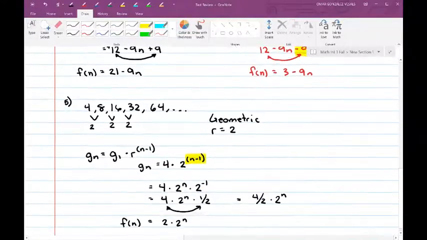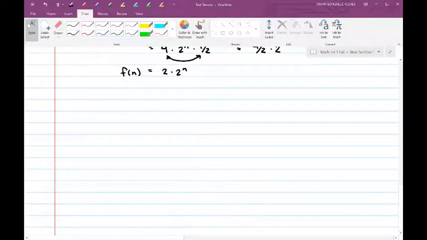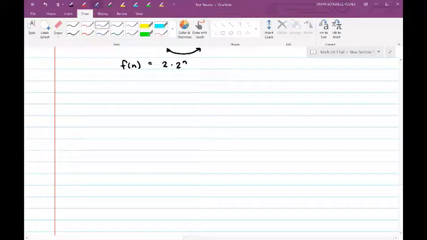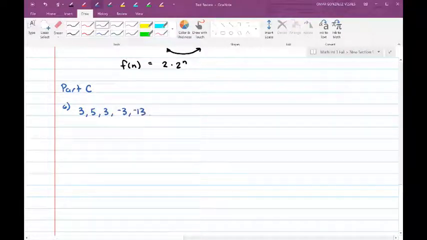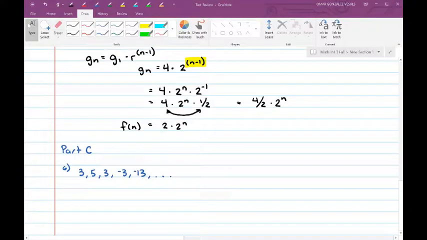Okay. Now part C. Everybody's favorite part, right? Let's go over the first one. So number 6, 3, comma 5, comma 3, comma negative 3, comma negative 13. Okay. What's up, dude? Geometric, yeah. Is that good?